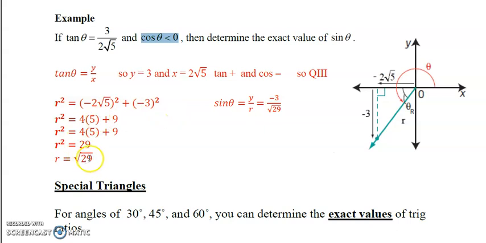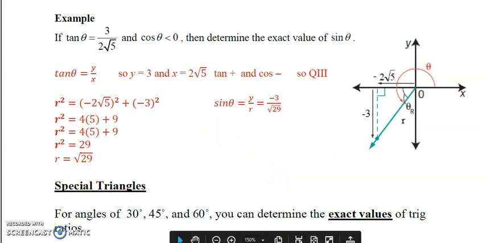Not that it'll make a difference finding your r value, but it does make a difference when you're looking for the sign, right? Remember, in quadrant 3, sine is negative, so the y value is negative. Okay, so that's it for the first part. I'll start special triangles in the next video when we return.